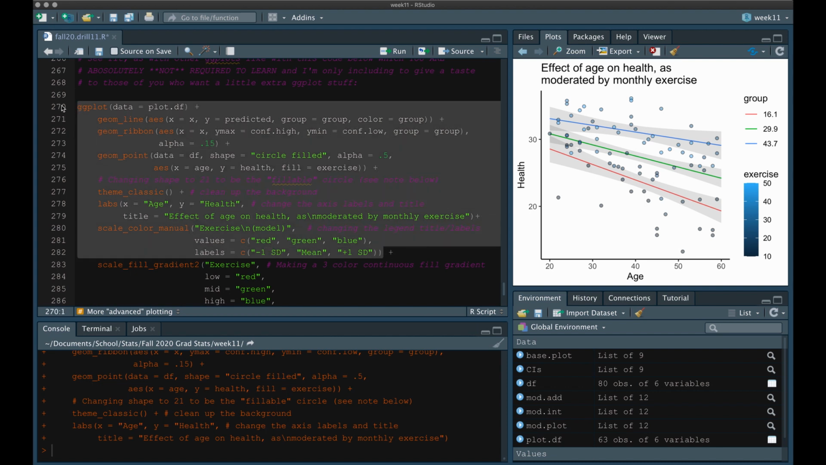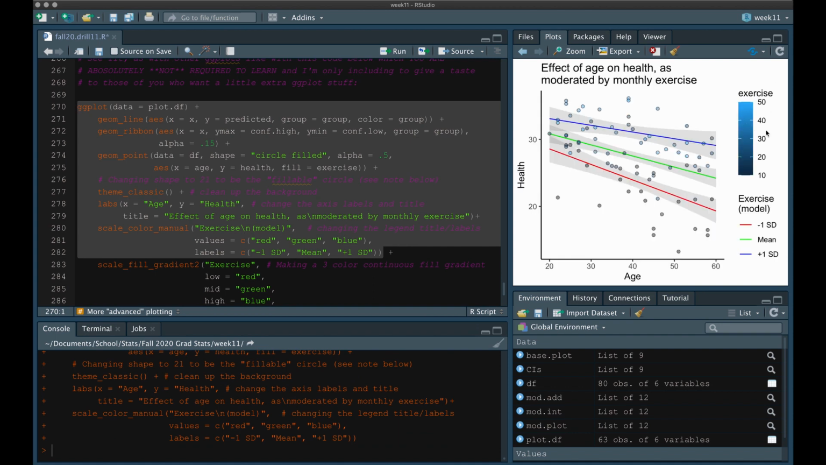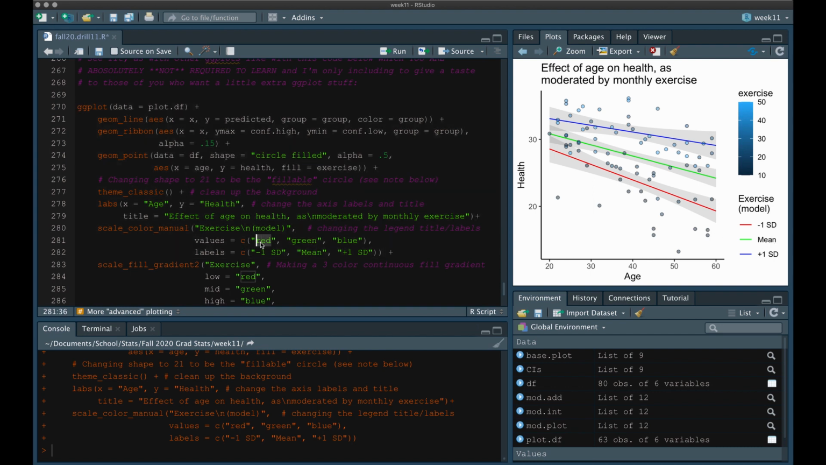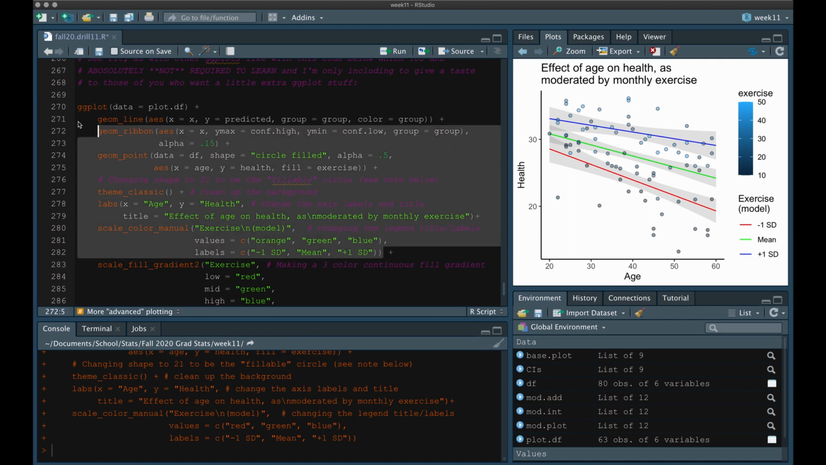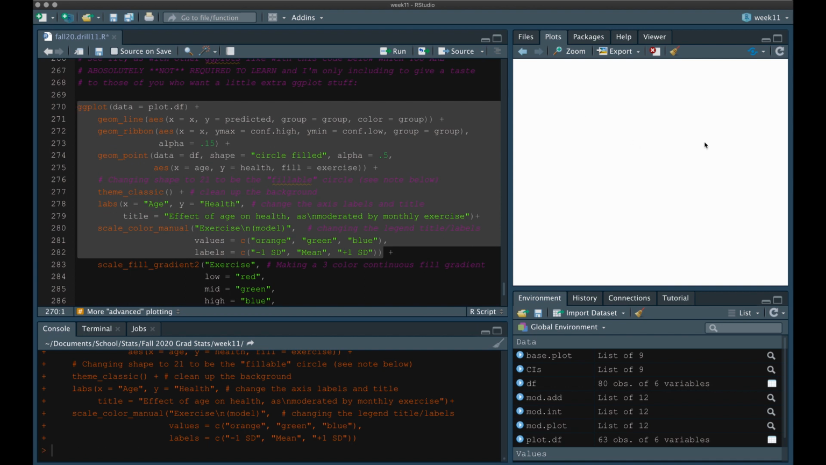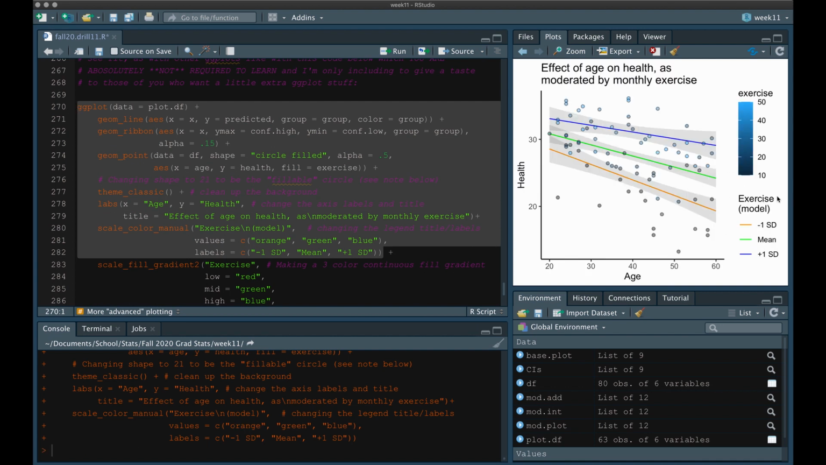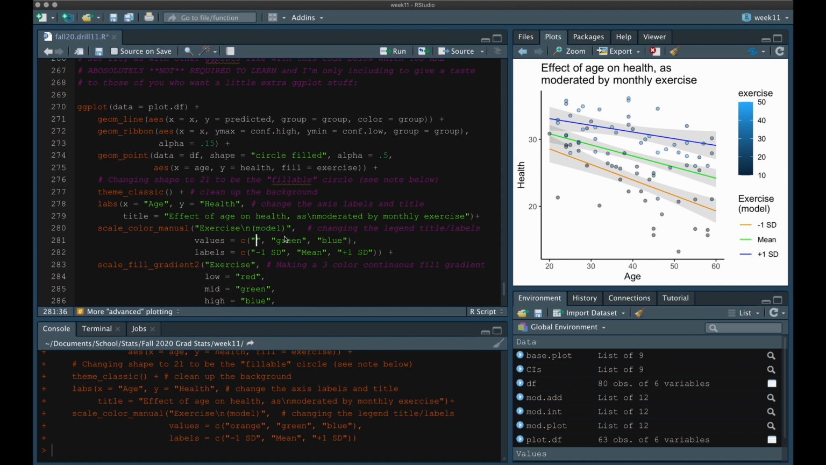So now whenever I run those lines, that's all that's going to do is change here. So now I have my exercise for my models, -1 standard deviation, mean, and +1 standard deviation, and those are red, green, and blue. And it doesn't matter what you put in here. Using the scale color manual really makes it easy to change all of these things.